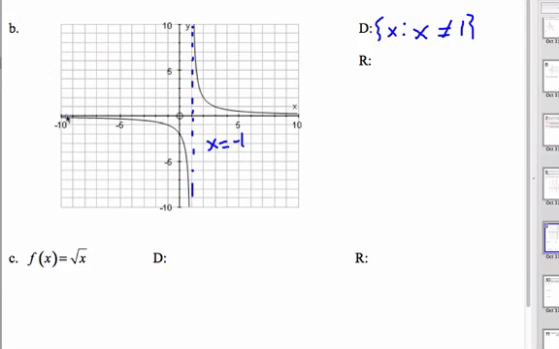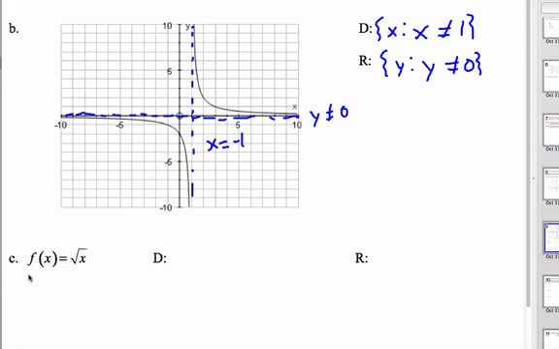And for the y values, we have an asymptote here, and y cannot be equal to 0. So we can say y, or the set of all y, such that y is not equal to 0.